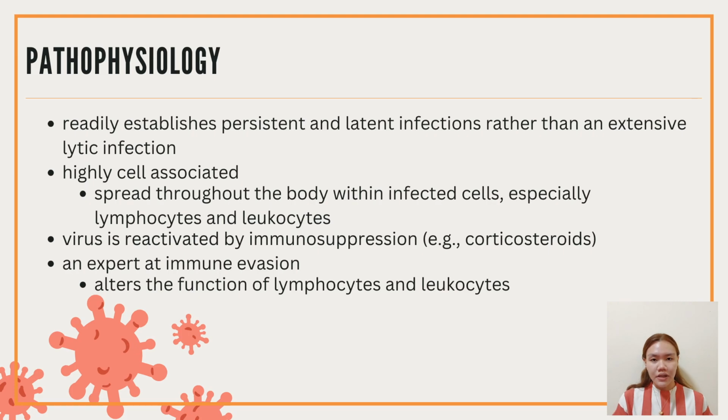Now, once you get transmitted with the virus, it does not cause a lytic infection. Rather, it causes a latent and persistent infection, or a lysogenic infection, meaning that the infected cells, specifically lymphocytes, will not lyse. Instead, they are used to transport the virus to other parts of the body and infect specific tissues. Actually, there are three phases of CMV infection: the primary, secondary, and tertiary phases.